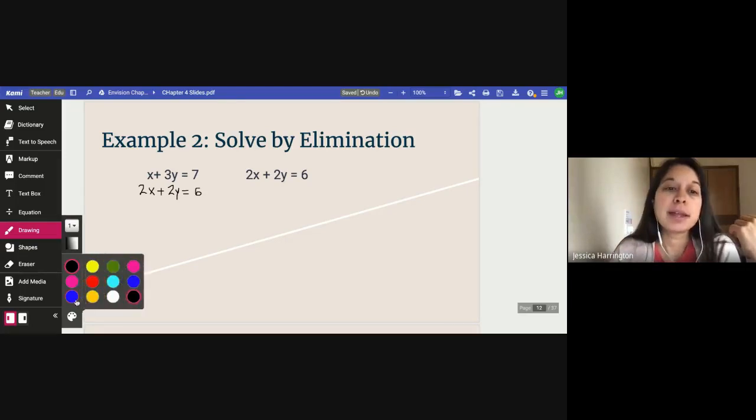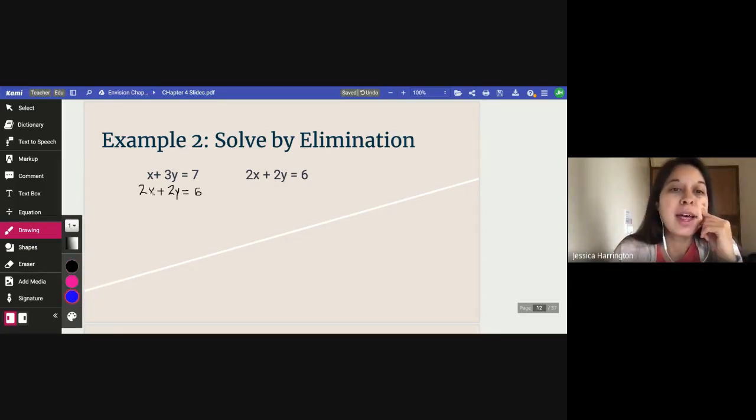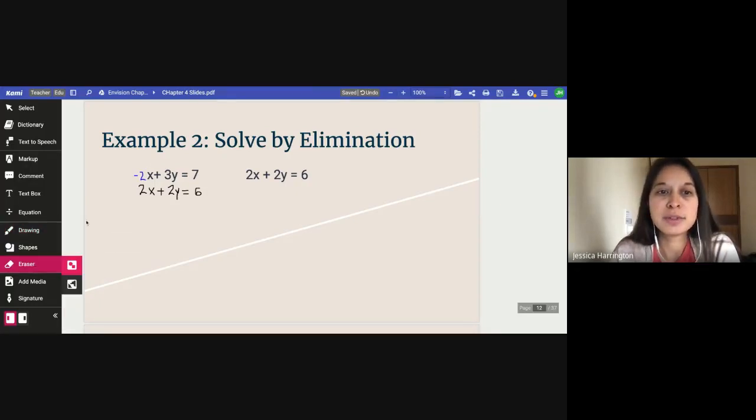But I can use some multiplication to eliminate something. So what do I mean by that? Well, for example, I can see if I had this become a -2 here, this would go away. Then I can eliminate the x. So how could I get that to be a -2? Well, I could multiply it by -2. But I can multiply the whole thing by -2. I can't just multiply one part. I have to multiply this whole thing times -2.